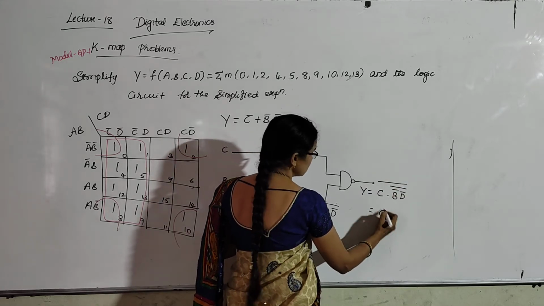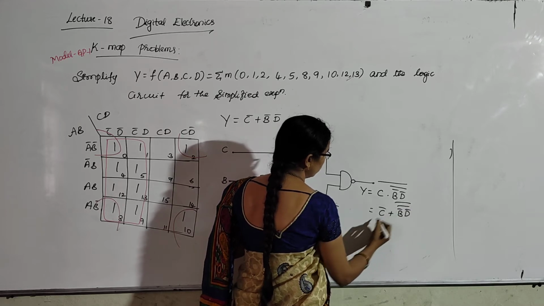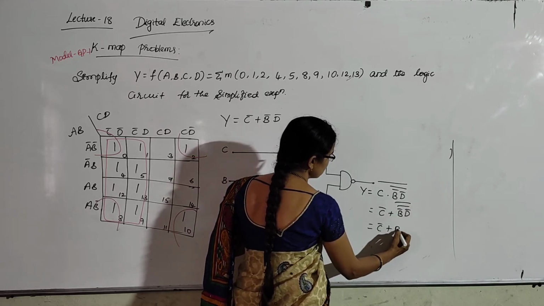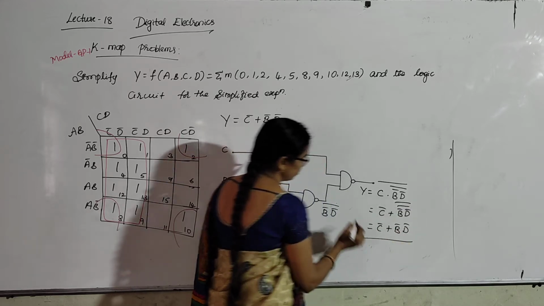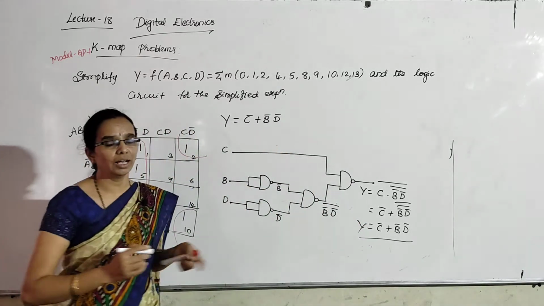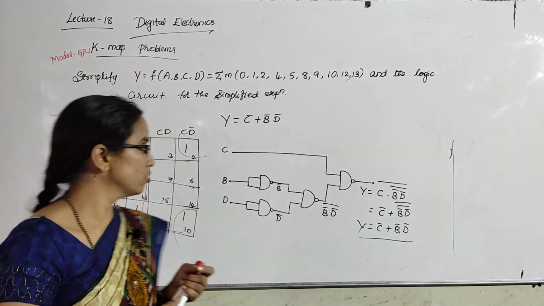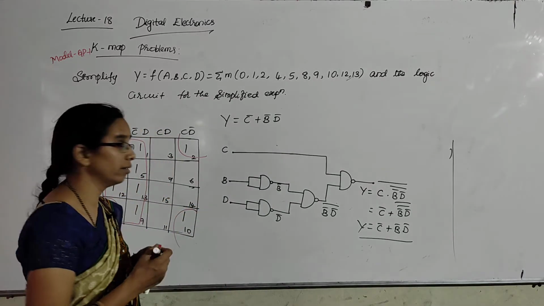So I will get C bar plus B bar D bar, whole double bar. So C bar plus B bar D bar I will get. This is my final expression that I wanted. I could achieve it using a NAND gate circuit. And also using basic gates you can write it.